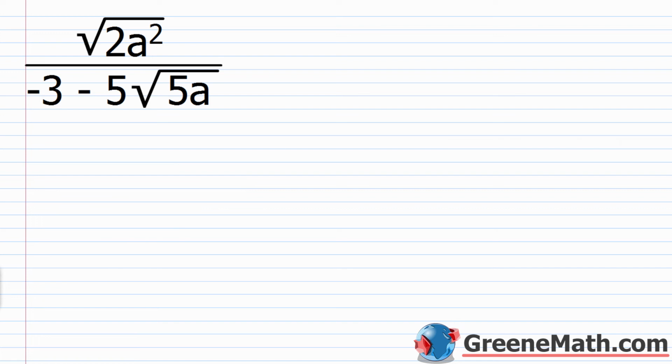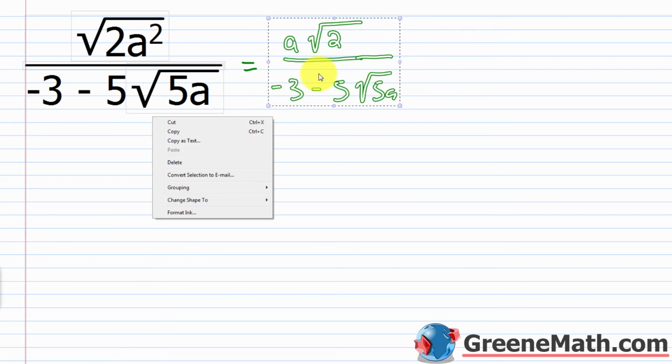So the first thing I do is if I see something I can simplify, I just do it, right? This really should be what? This is a squared underneath a square root. So this would be a times the square root of 2. So I should really just line this out and write it like that, right? And let me kind of just write it over here as a times square root of 2 over negative 3 minus 5 times square root of 5a. So let me just kind of move this down here to get us some more room.